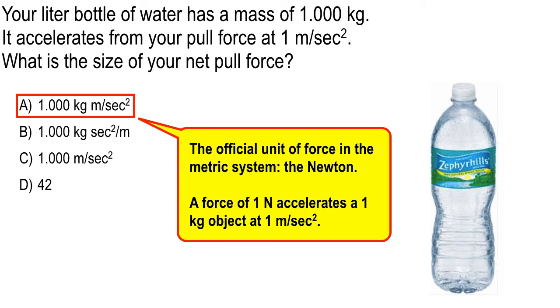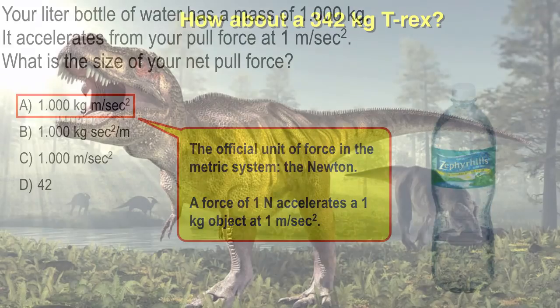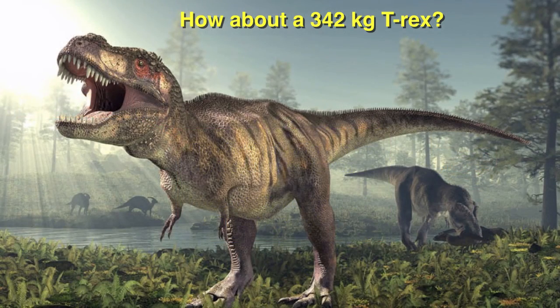Now, let me ask you a question. What's the acceleration due to gravity on the surface of the Earth? 9.8 meters per second squared. Okay. What's the gravitational pull force on a 342 kilogram T-Rex? Let's do that.